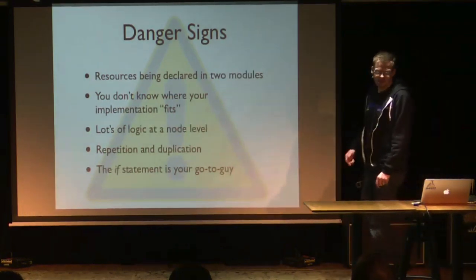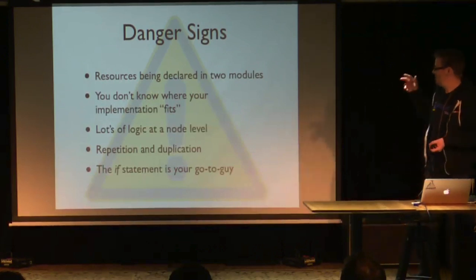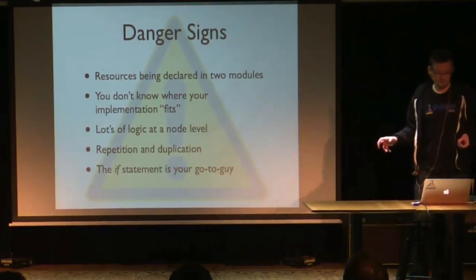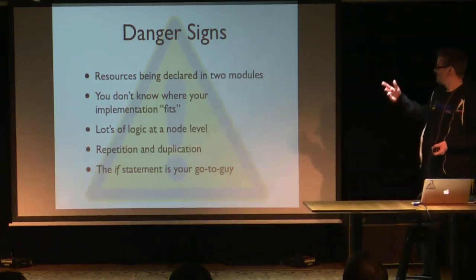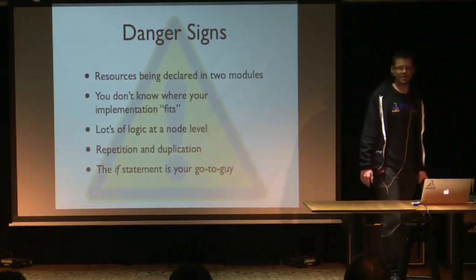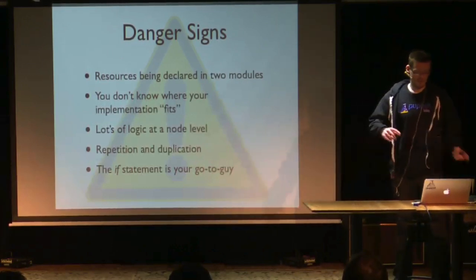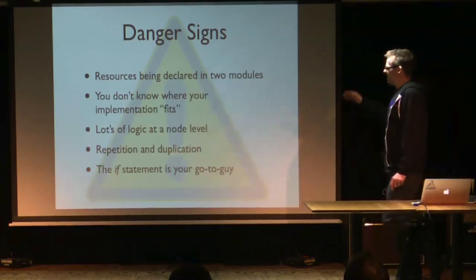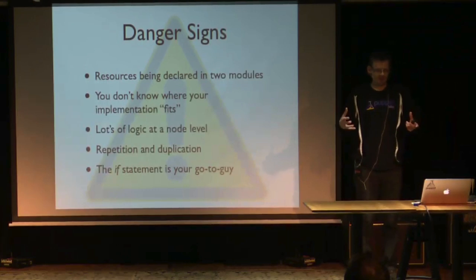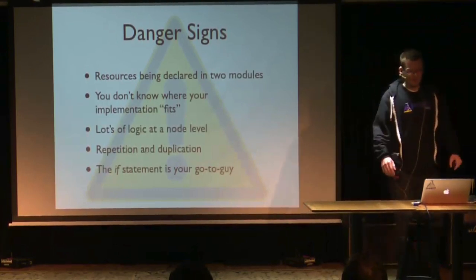So some danger signs when you're designing Puppet stuff. If 2 or more of these resonate with you, then it's probably time you start thinking about designing your own Puppet code base. If you start finding that resources are being declared in 2 modules and you've got conflicts, and you have to say, if it's not been defined yet, then declare it, otherwise do this. If you just sit there and go, I just don't know how to make all this stuff fit, it just won't gel.